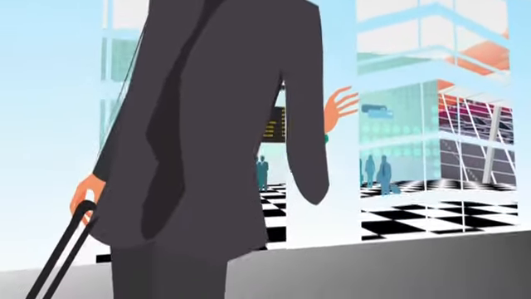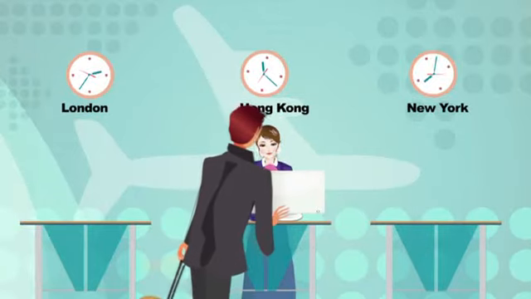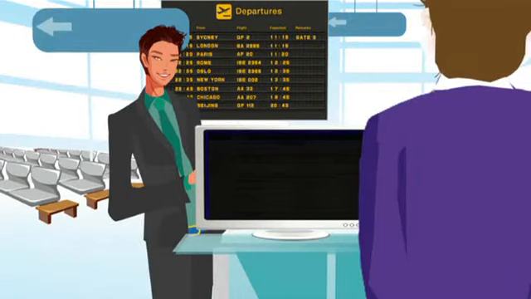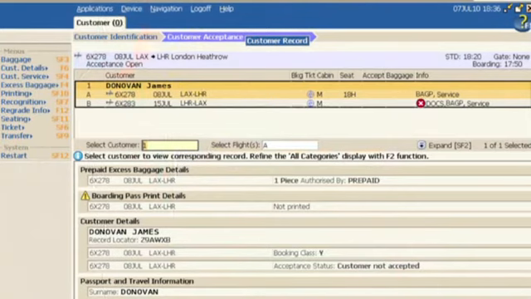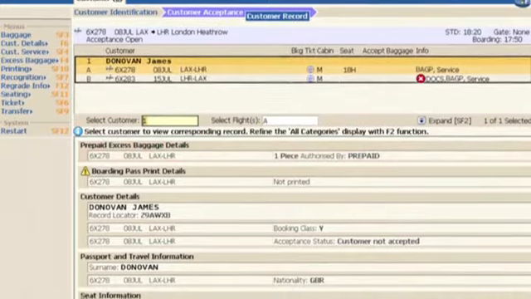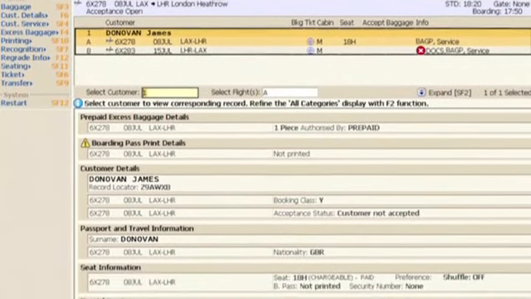When James arrives at the airport, the check-in agent quickly pulls up the details of his booking using Amadeus Altéa departure control and sees that he has booked and paid for one additional bag, in-flight entertainment, and a seat with additional legroom.